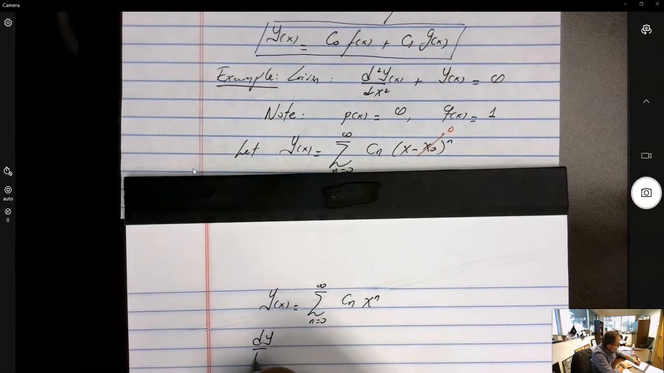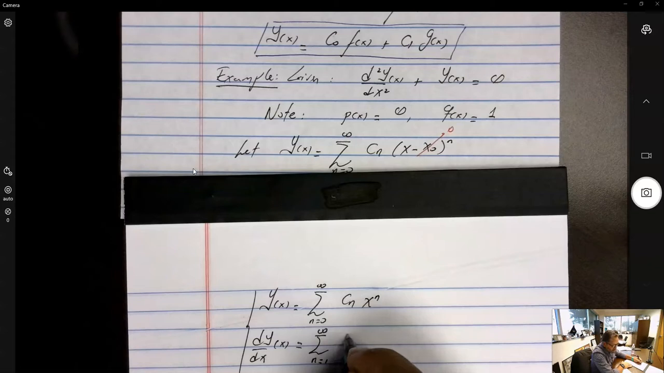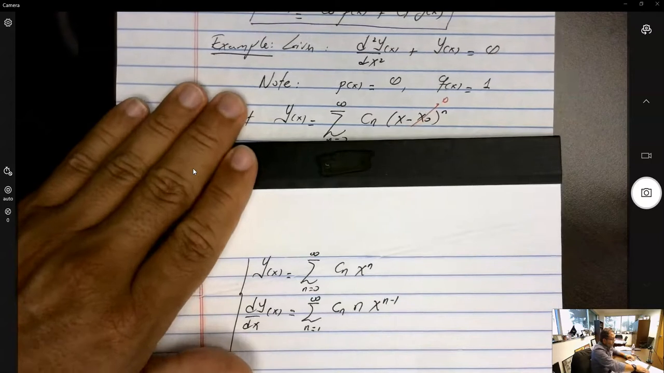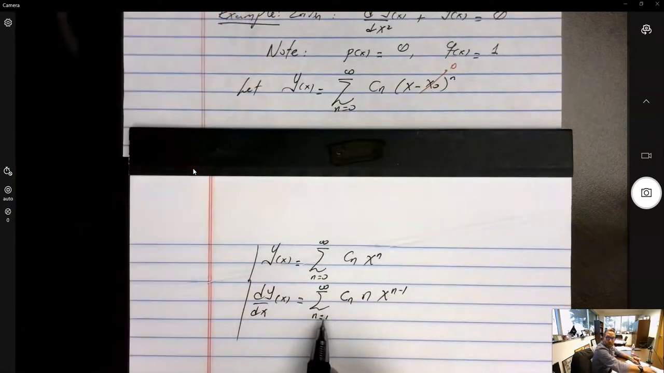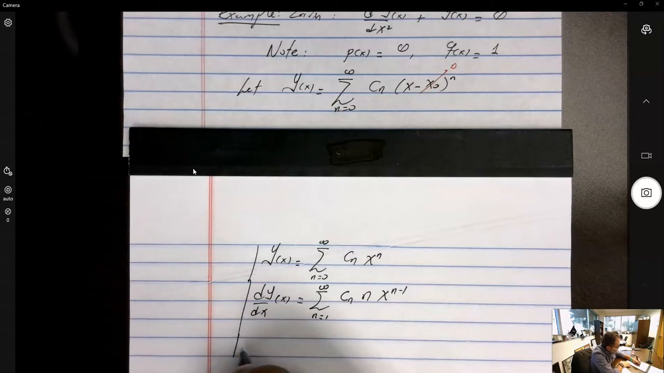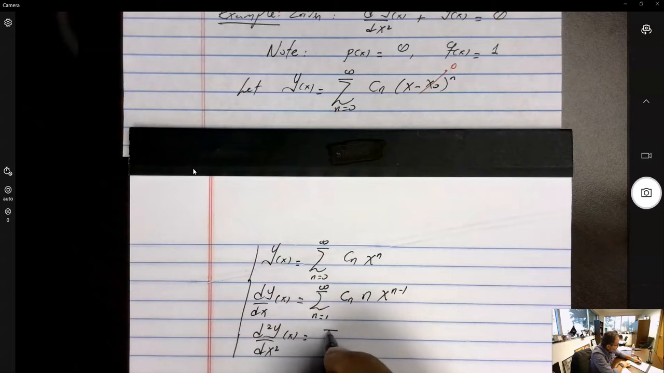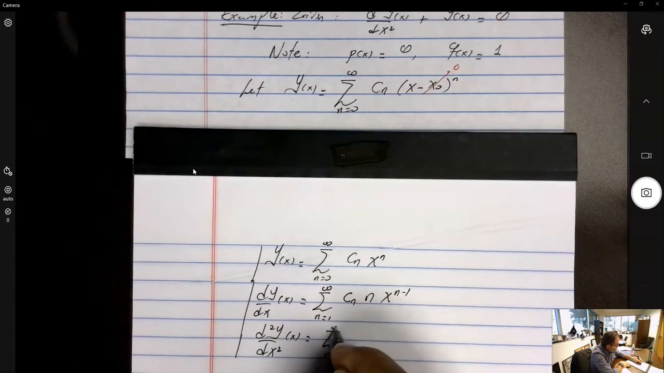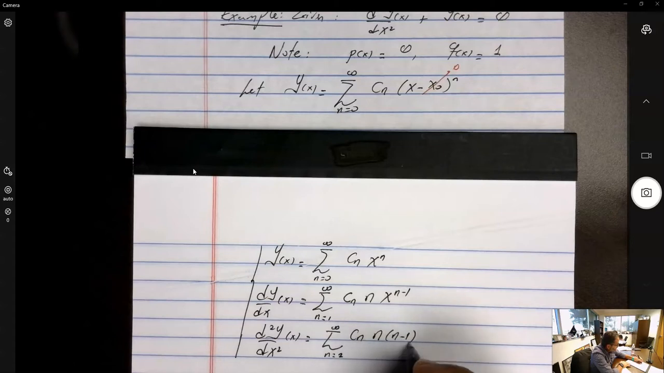then dy/dx is equal to the summation from n equals 1 to infinity of Cn times n times x to the n minus 1, right? And now the summation needs to start at n equals 1, obviously, because the 0th order term becomes 0. We cannot start at 0 because then we'll have an x to the minus 1 in the series. And the second derivative of y with respect to x squared is, well, the summation from n equals 2 to infinity of Cn times n times (n minus 1) times x to the n minus 2.